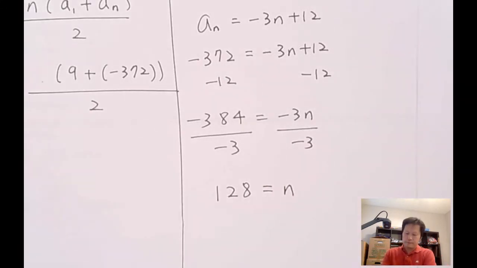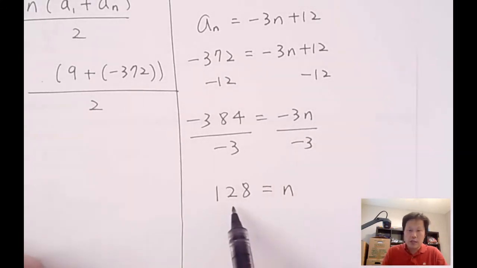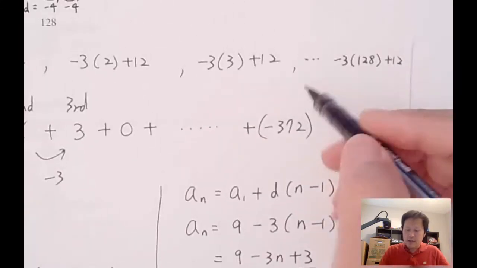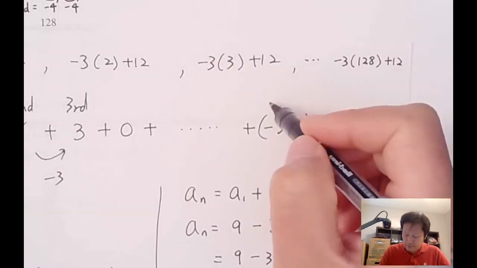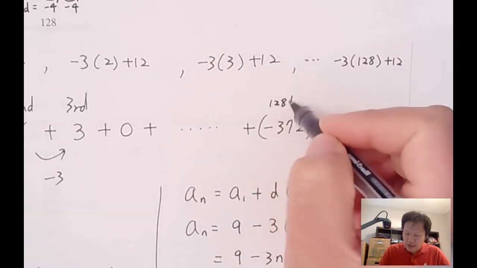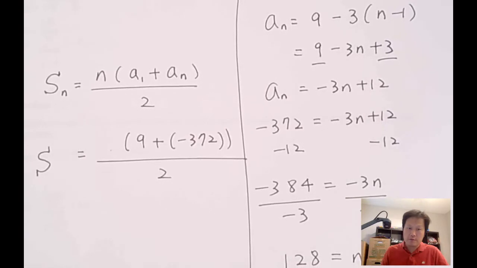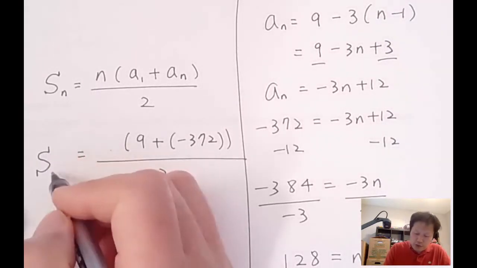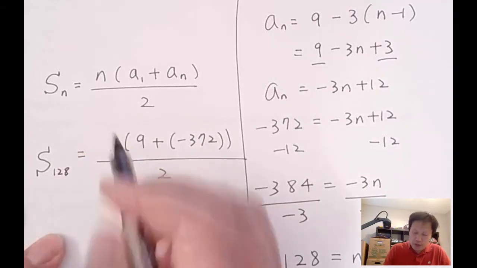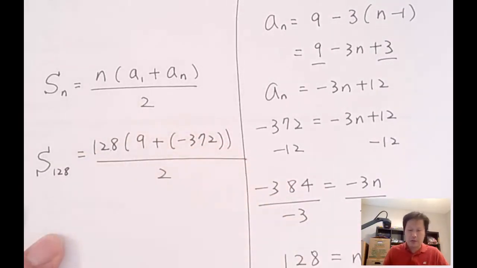What does that mean? That term is the 128th term. We got the value of n, so you can come back to the summation formula. The n value is 128. S of 128 is 128 times all that. Type it into the calculator, and you will get your final answer.